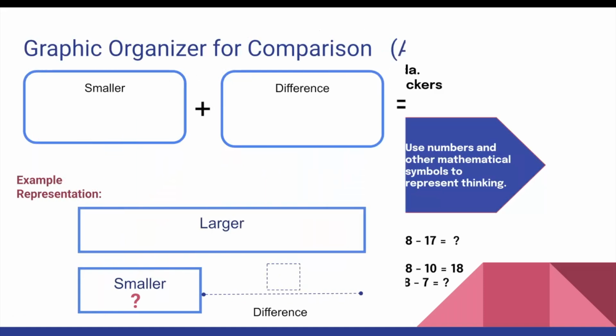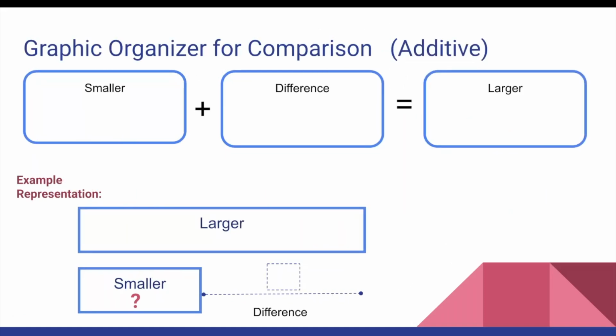Students might use graphic organizers to represent a problem. Students might use a graphic organizer like this one for the compare problem we just read. It says Camilla has more stickers, so we know here is the larger. We also know that Camilla had 28 stickers, so we can place 28 in the larger space. We also know that the difference is 17 more, so we could put 17 in the difference space. We are trying to find the smaller amount.